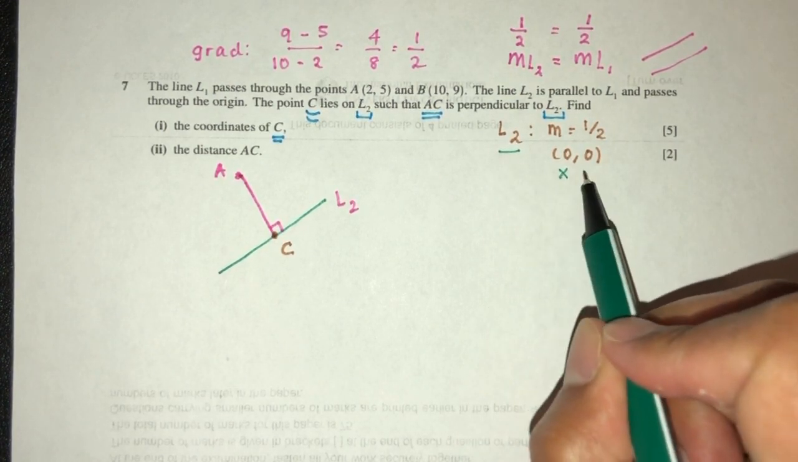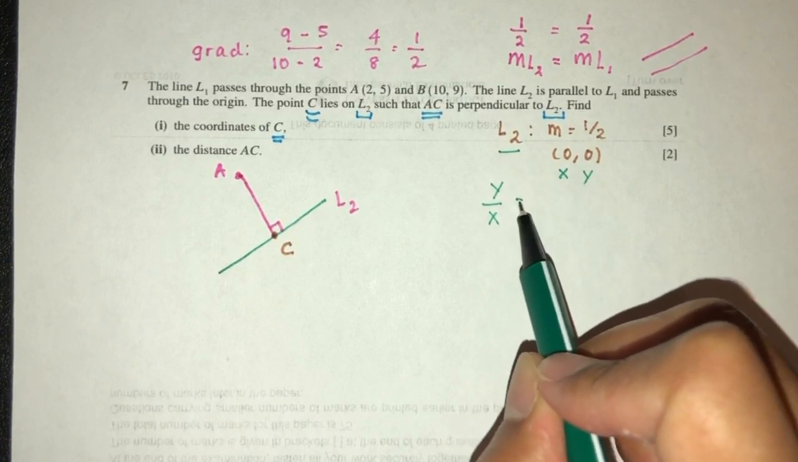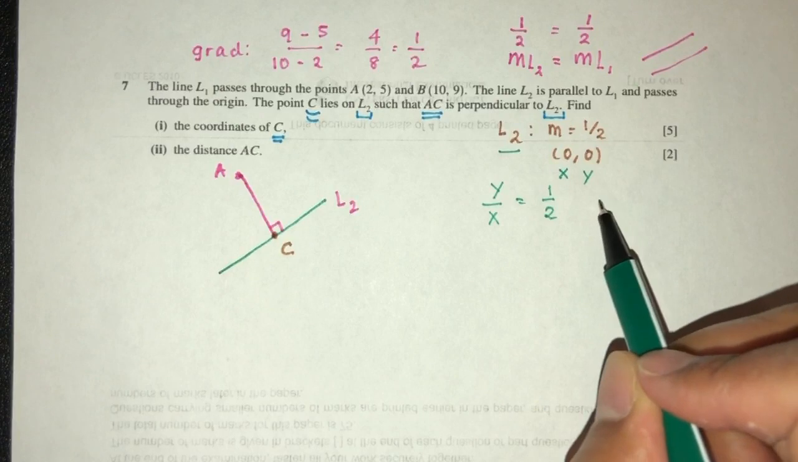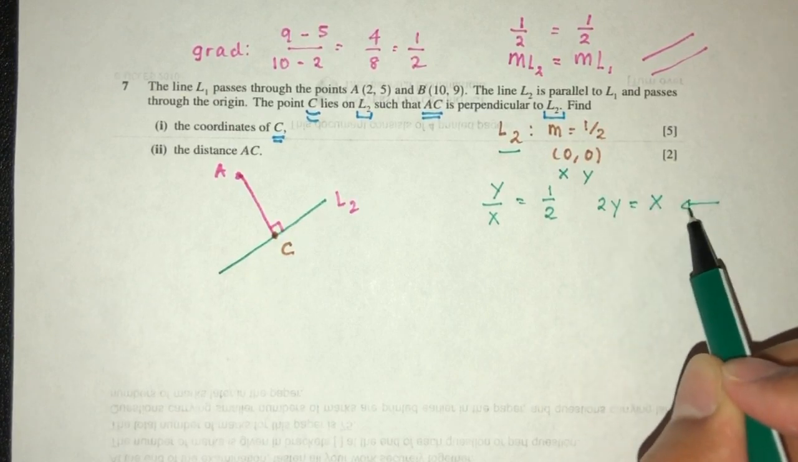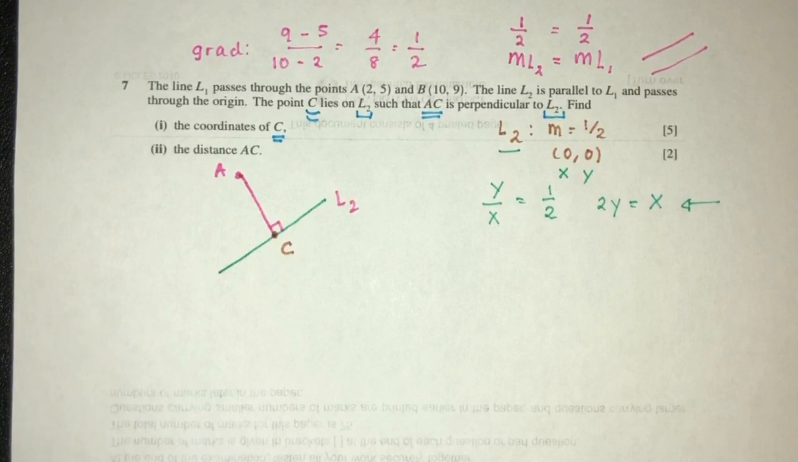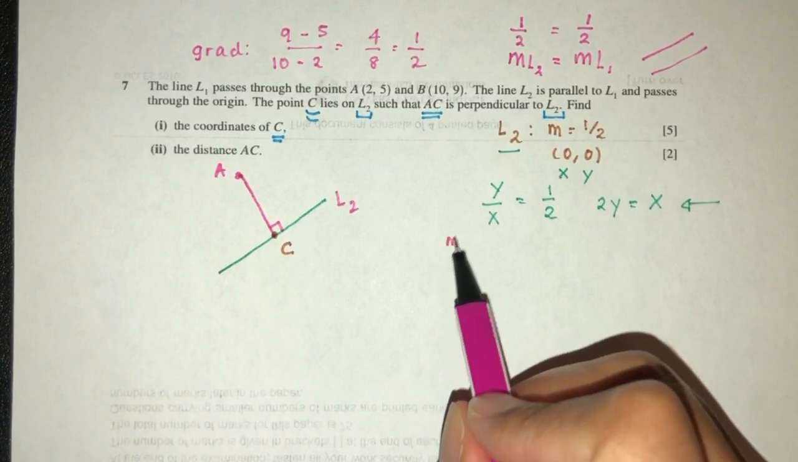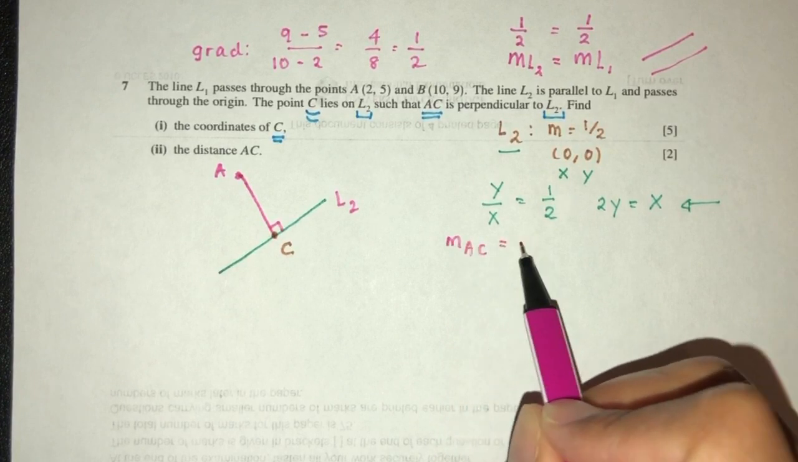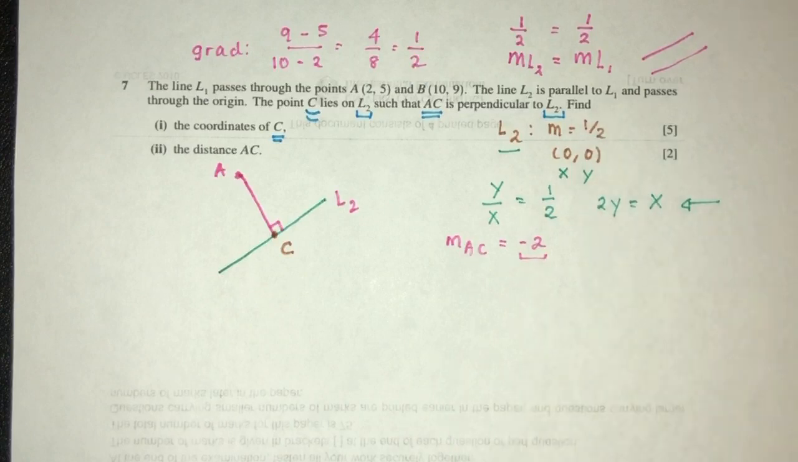That is my x value, my y value. So y over x, so minus 0 obviously, but it is 0. That will be y = 2x. That is my equation of line L2. But what is my equation of line AC? So pretty easy. First find the gradient. My gradient of AC has to be minus 2, because it is perpendicular, we can derive this from this one.